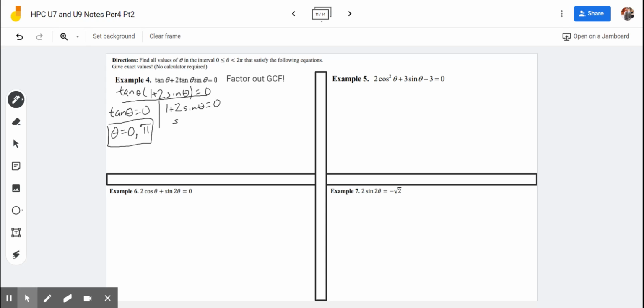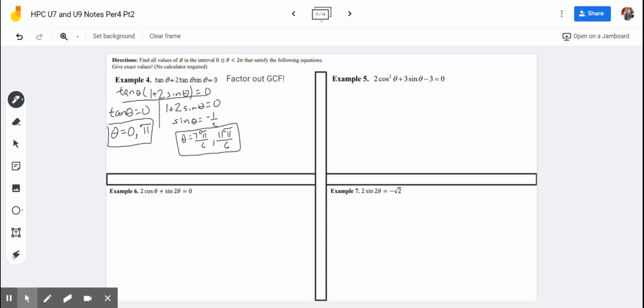And then if we solve for sine, sine theta is equal to -1/2. So this is again in quadrants 3 and 4. This occurs at 7 pi over 6 and 11 pi over 6. So we have 4 unique solutions here for example 4.